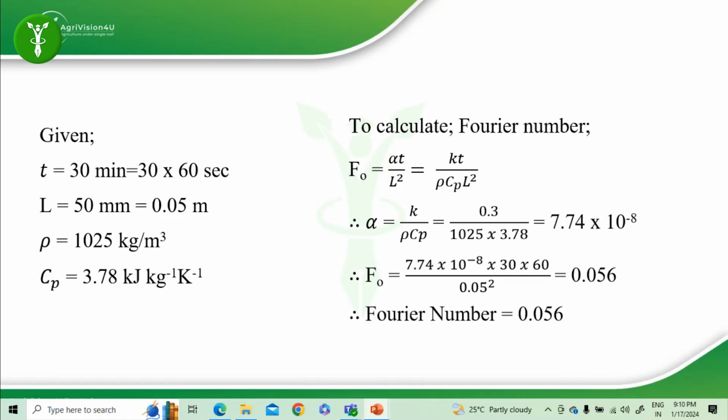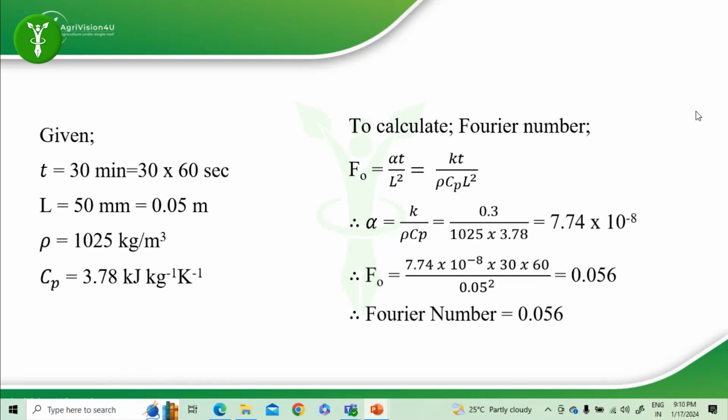Again, we will be converting all the parameters into one single unit system. Sorry, I missed out the thermal conductivity. The value of K, the thermal conductivity, is 0.3 watt per meter per Kelvin. So these are the things which have been given to us.